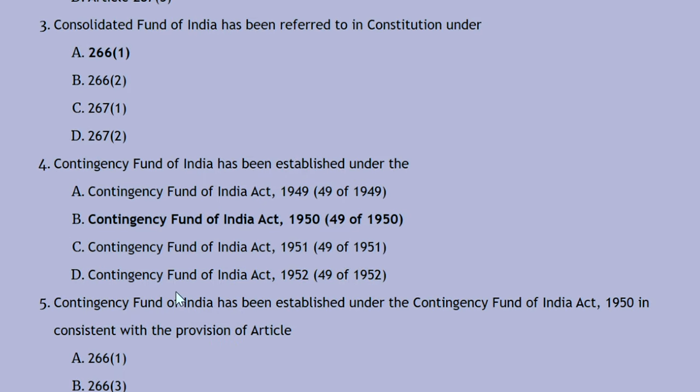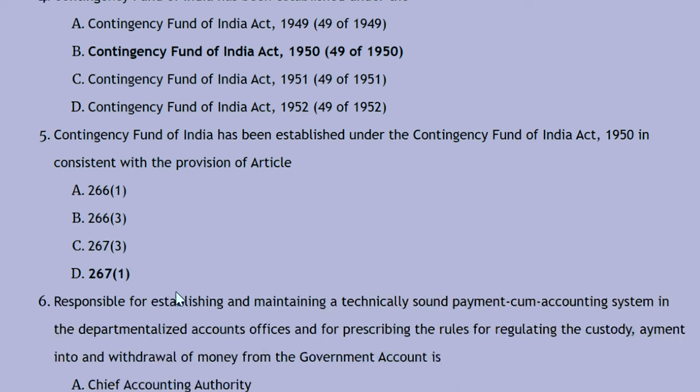Consolidated Fund of India has been referred to in the Constitution under Article 266(1). Serial number 3, MCQ. Consolidated Fund of India has been referred to in the Constitution under 266(1). Contingency Fund of India has been established under the Contingency Fund of India Act 1950, Act 49 of 1950.